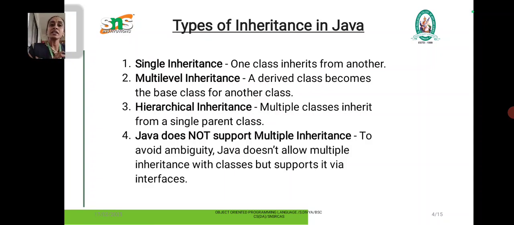Next, multi-level inheritance, where a derived class becomes the base class for another class, so inheritance extends over multiple levels of classes. Then hierarchical inheritance, which allows multiple child classes to share common functionality: multiple classes inherit from a single parent class.